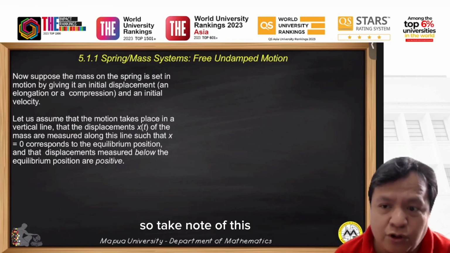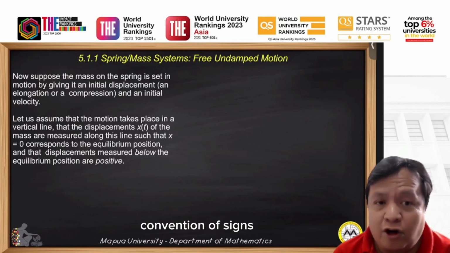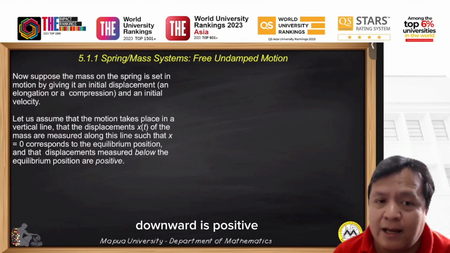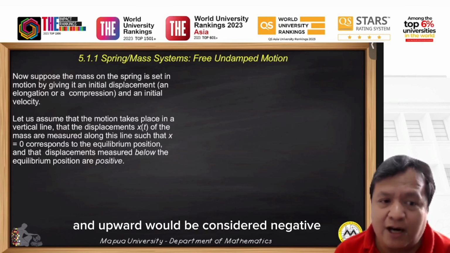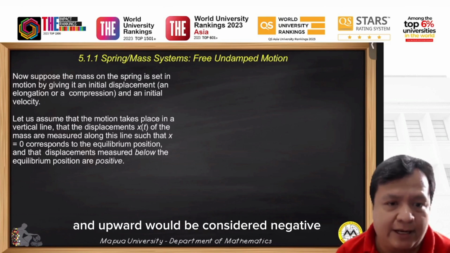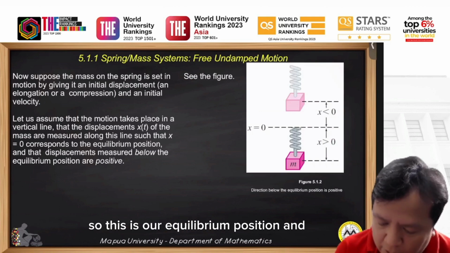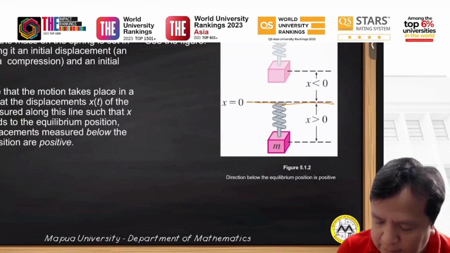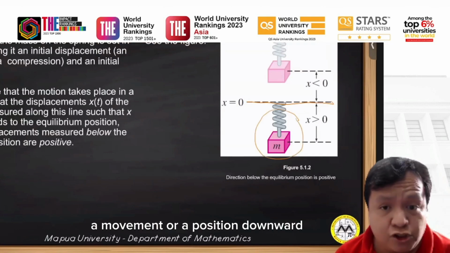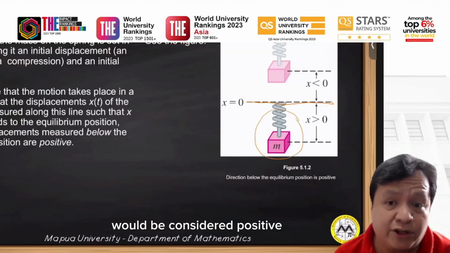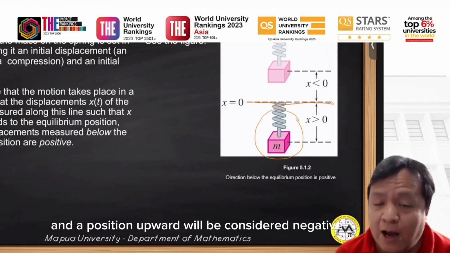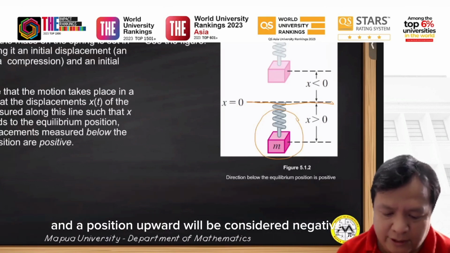So take note of this convention of signs regarding motion and displacements. Downward is positive and upward would be considered negative. So this is our equilibrium position, and a movement or a position downward would be considered positive, and a position upward will be considered negative.